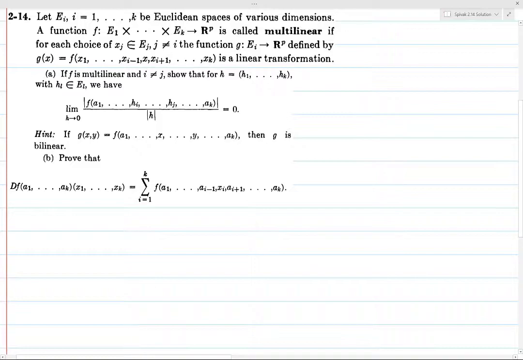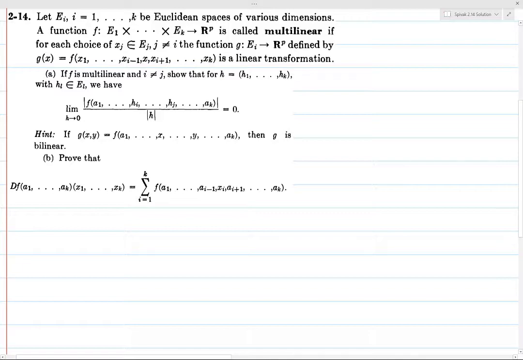Let's see here. If we just have a bunch of Euclidean spaces, you can consider these spaces to be like R^n, just various multi-dimensional real spaces. It doesn't really matter. But a function f that goes from E1 through Ek into R^p is called multilinear if, basically, if someone said that something is multilinear, you would assume that means the function needs to be linear in each individual set in the direct product of its domain. That's exactly what this is saying.